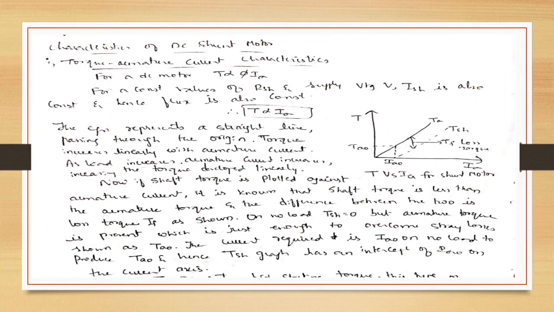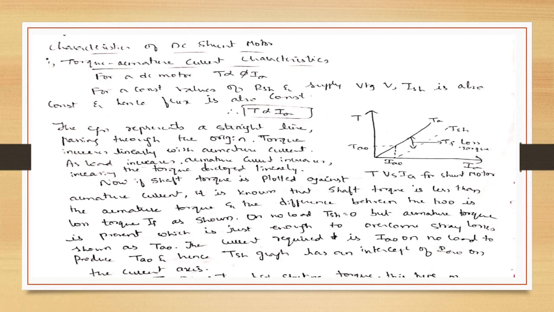Let us see for the DC shunt motor. First one, torque versus armature current characteristics. We have derived the equation for torque of a DC motor, that is torque is proportional to phi Ia, and also we have seen that phi is constant in the case of a shunt motor, so torque is proportional to Ia. Torque proportional to Ia is a straight line passing through the origin, with Ia on the x-axis and torque on the y-axis. This is the armature torque, and the dotted line is showing the shaft torque, and the difference between these two torques is the lost torque.